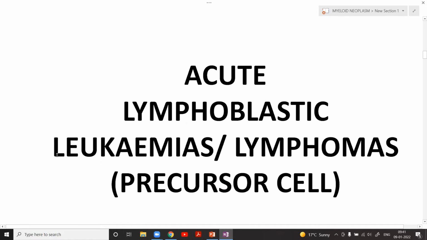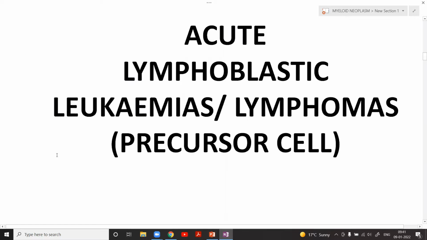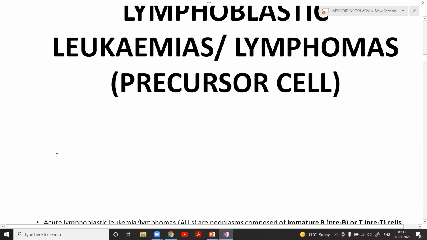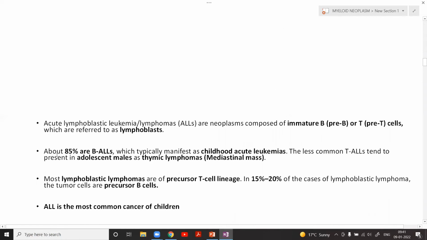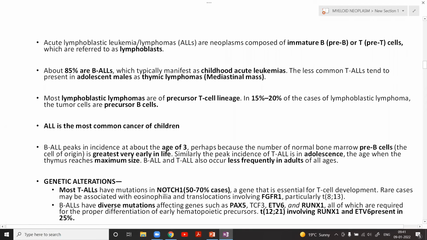Okay. So let us start today without delaying, acute lymphoblastic leukemia lymphoma, which is arising from the cells of the precursor series. So first, very important thing, as you can understand, acute lymphoblastic leukemias are neoplasms arising from immature or precursor cells. And if that is of the B series, we call it precursor B lymphoblastic leukemia lymphoma. If it is arising from precursor T cells, we call it precursor T acute lymphoblastic leukemia or lymphoma. So in any case, we can just refer to them as lymphoblasts.